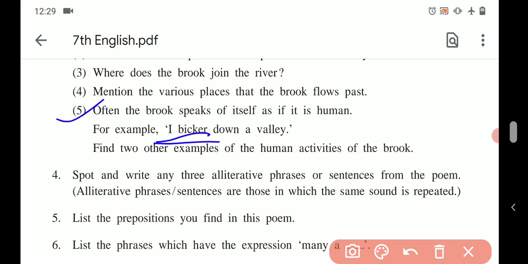Let me give you an example. I chatter over stony ways. So it is the line in which the brook is presented as a human being, right? So if anything non-human, maybe a non-living thing or animal or bird or insect, is presented as doing the activity of a human being, that sentence is called a sentence of the figure of speech personification. So this is an example of personification. So you have to find two such examples of personification.